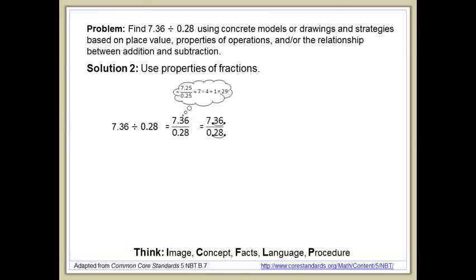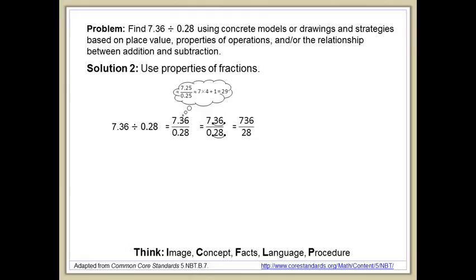So we move on, and this time, before I do the division, I'm going to multiply the numerator and the denominator by 100. That's really what I'm doing here, just by moving the decimal place 2 to the right. That's a multiply by 100, and that's one of our properties of place value that's part of the standard here, is really understanding how we can use place value to do things like that. And we have 736 divided by 28.